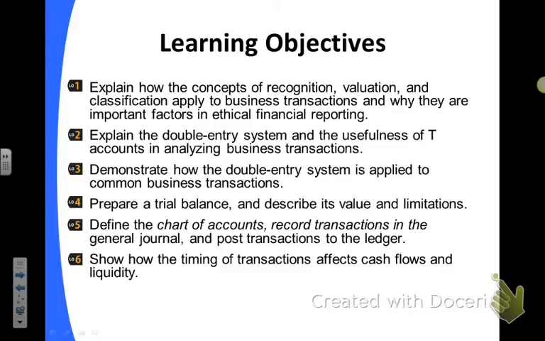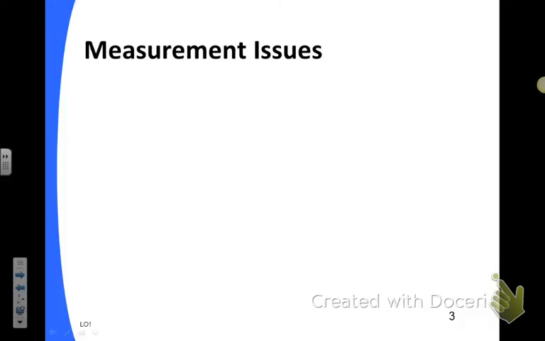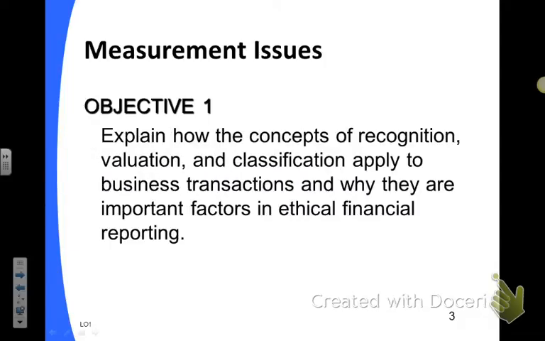Then we're going to look at charts of accounts, which will be a little different this semester compared to last semester because we're dealing with more types of accounts. We're dealing with longer-term assets, long-term liabilities, and the Stockholders' Equity section as opposed to sole proprietorship. And lastly, we're going to show how the timing of different transactions affects cash flow for a business and its liquidity. All right, so let's get started with the measurement issues.